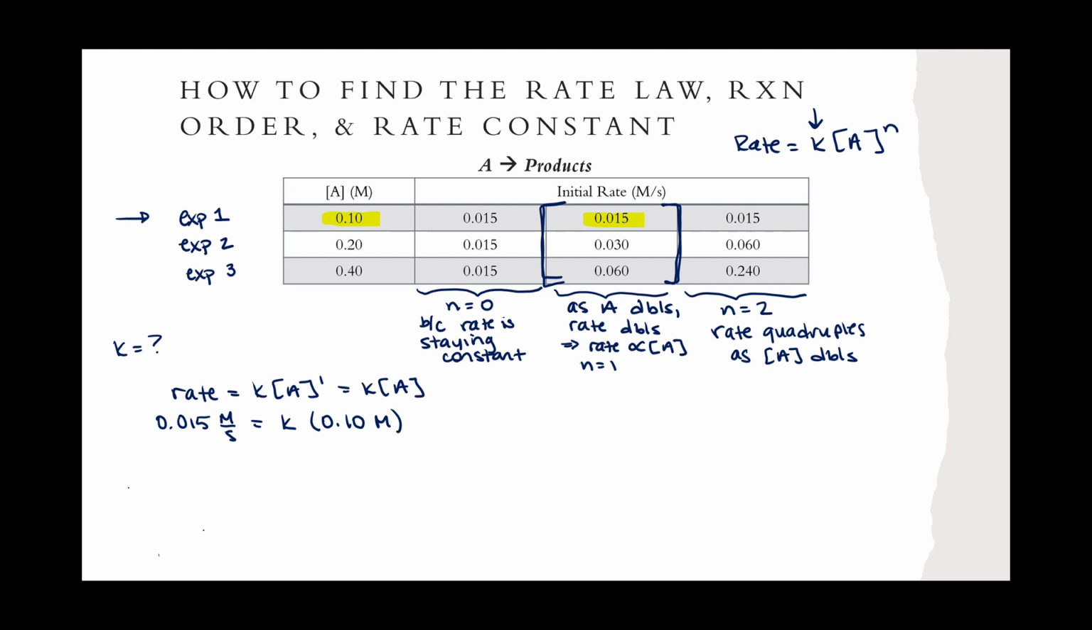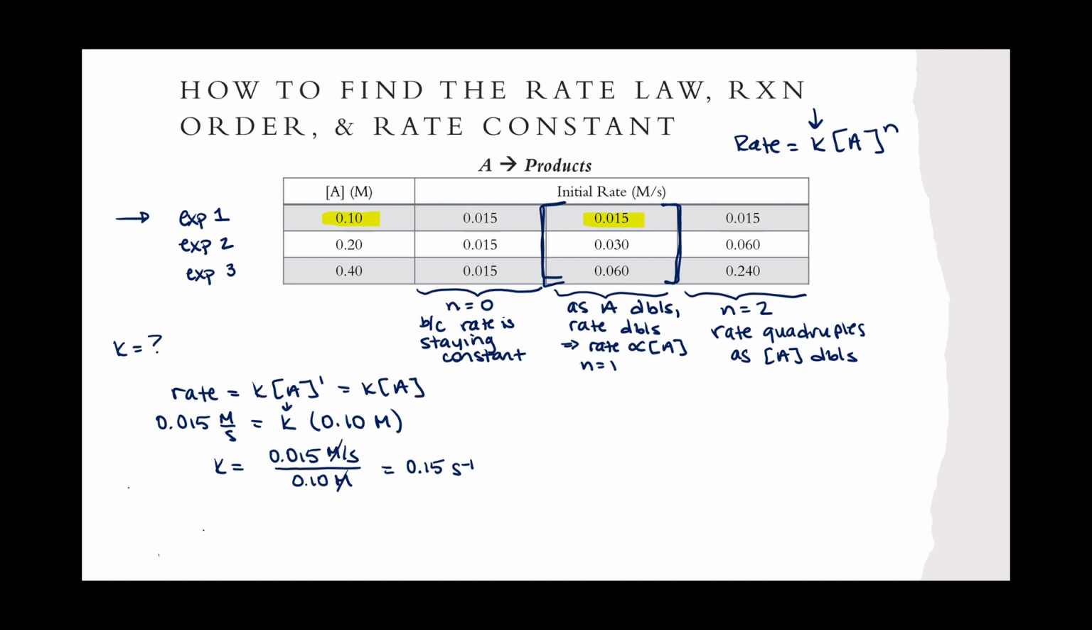I can now rearrange the equation and solve for K. No matter which experiment you choose, K will come out to be the same number, and we can check this. I will do a check to show that this is true. I'm going to solve for K, so to isolate it I divide both sides by 0.10 molarity. When I do that, my molarities cancel, and the answer will be 0.15 inverse seconds. And that is where that time is taken into account.